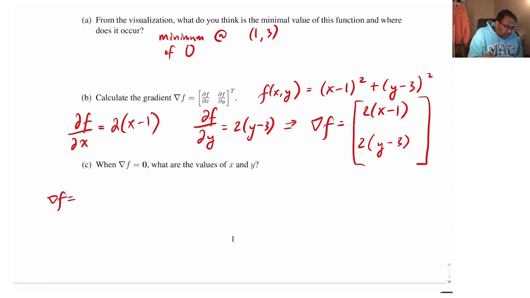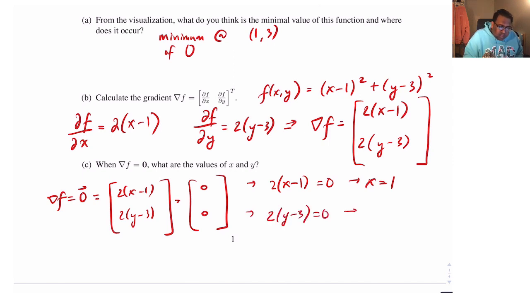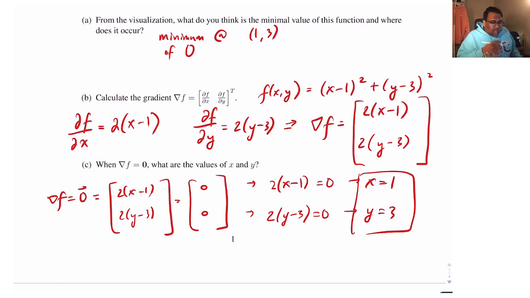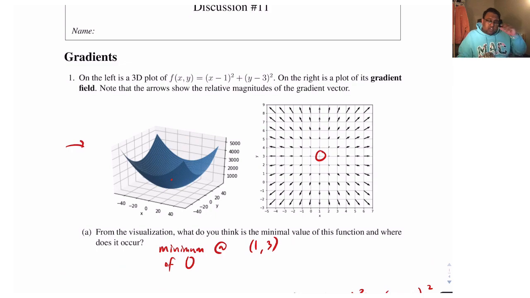So what we're really saying here is that the gradient is equal to the 0 vector, meaning that each individual element, i.e. each partial derivative on its own, is equal to 0. Right? So this is equivalent to two conditions. One, that 2 times x minus 1 is 0, which of course occurs at x is 1. And the other, when 2 times y minus 3 is equal to 0, which of course occurs at y is 3. So we're told, or rather we figured it out, that when the gradient is 0, x is equal to 1 and y is equal to 3, which is precisely where the minimum of this function occurs.